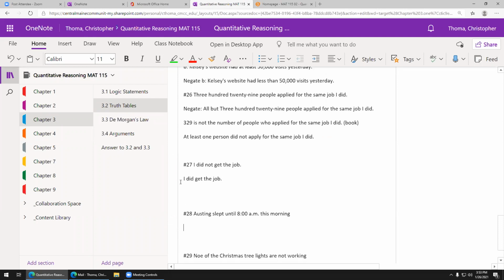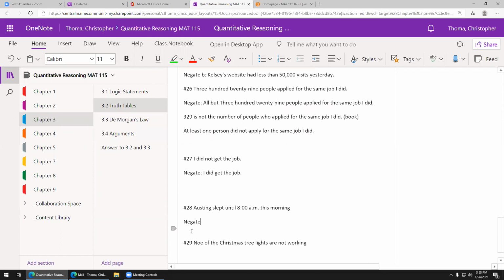All right, how about 28? Well, let me put a negate by that, so if someone goes to my notes later they know what I'm talking about. Negate. Zach, just talking about yours, when you wrote, how about did not apply for the same job? Oh, you're on the other one. Yeah, perfect. That would have been good. Sorry, I didn't see Zach's comments until now. Good job, Zach.